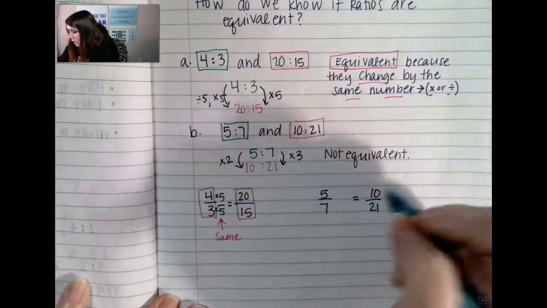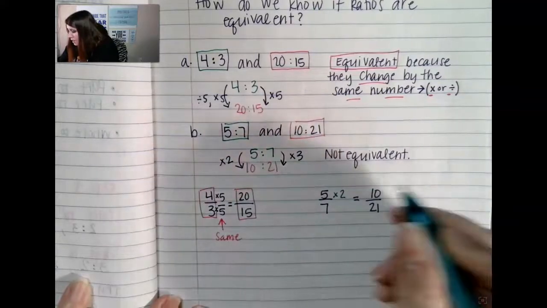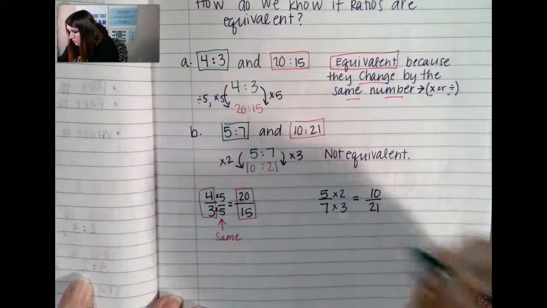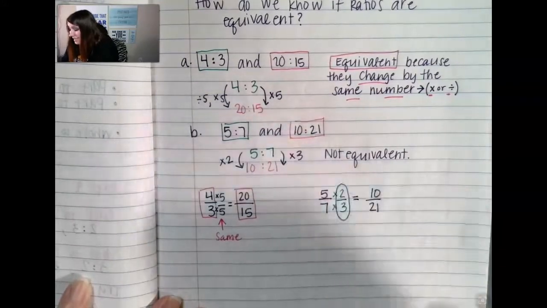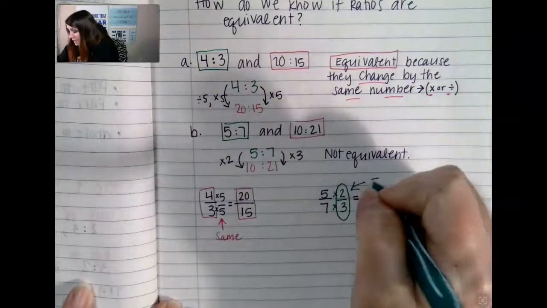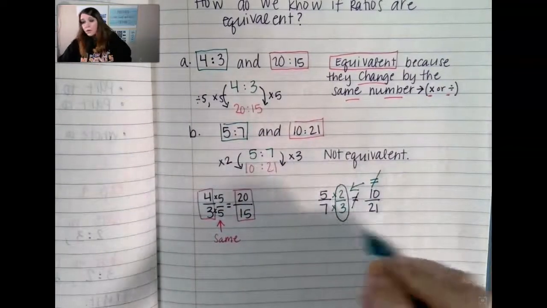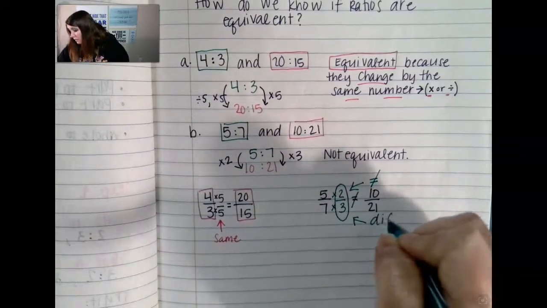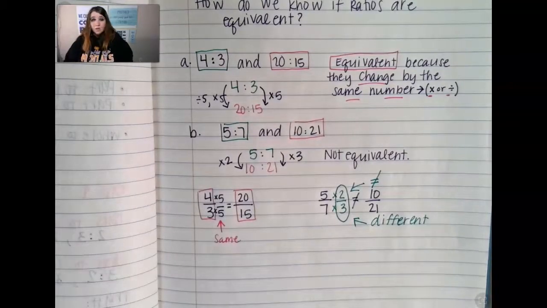So 5 times what gives me 10? Well, 5 times 2 equals 10. 7 times what equals 21? Well, 7 times 3 equals 21. This is not equivalent. So this right here is not equivalent. So no, these two ratios here are not equivalent because, again, it's a different numerator and a different denominator.